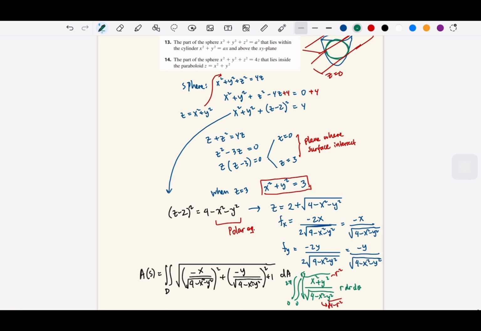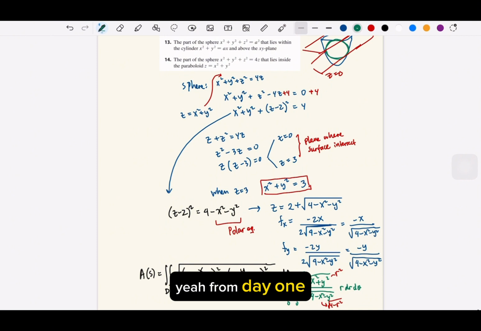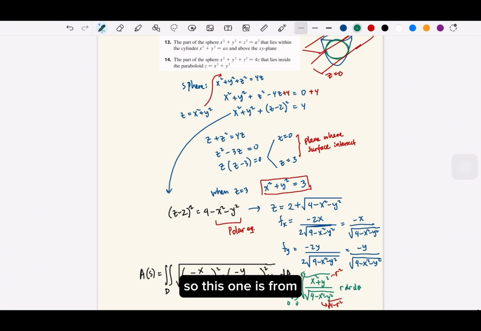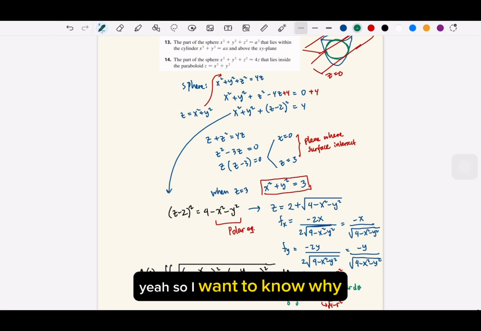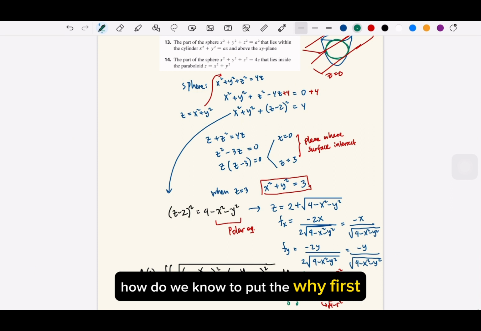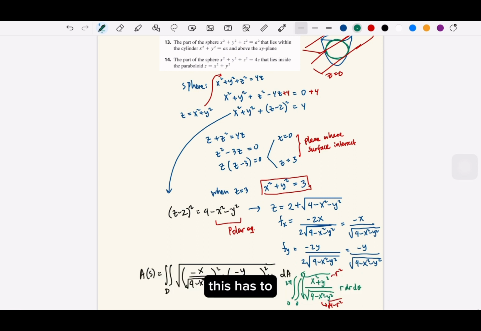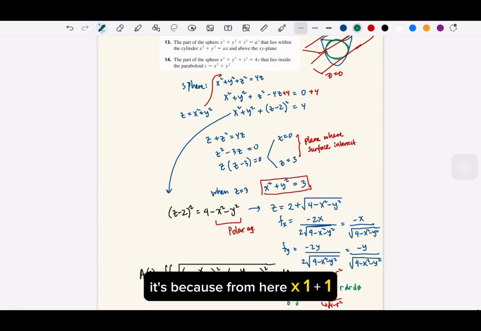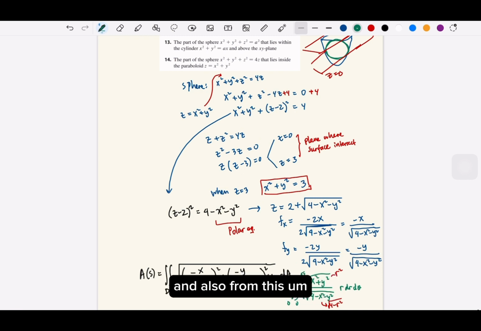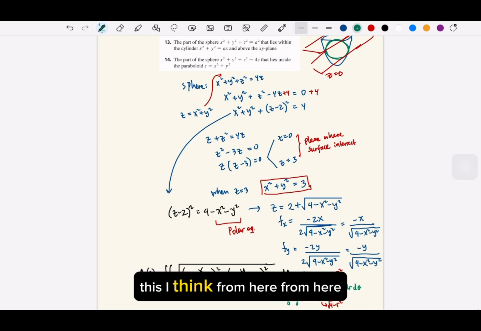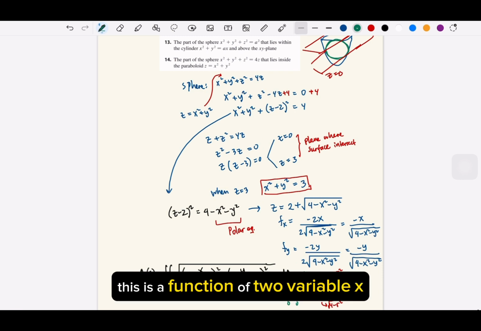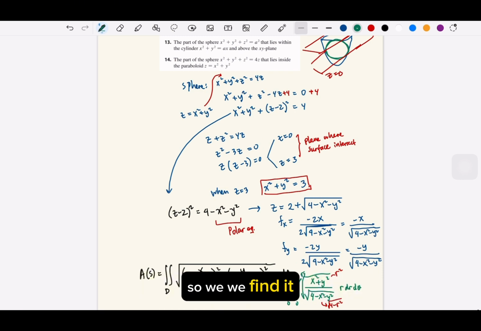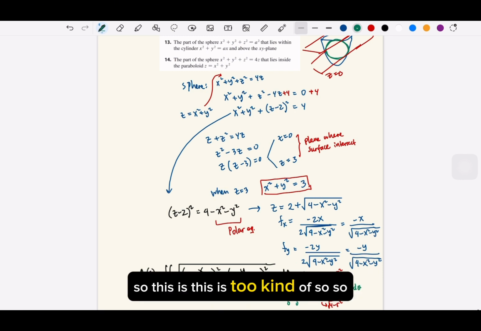How do we get this integral from here? From there, this one is y, right? I want to know why. How do we know to put the y first? It's because from here x squared plus z squared, this is a function of two variables x and z. Oh yeah, so we find it.